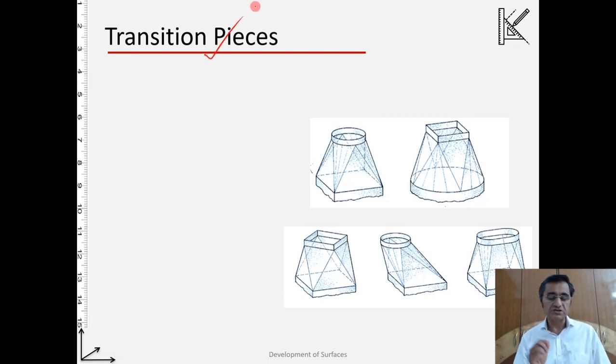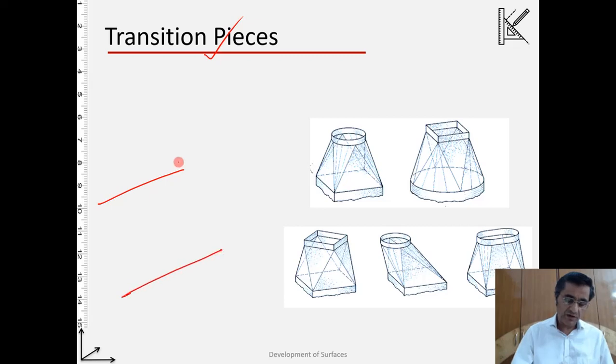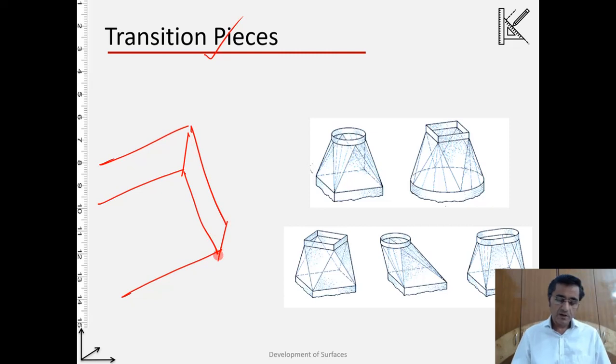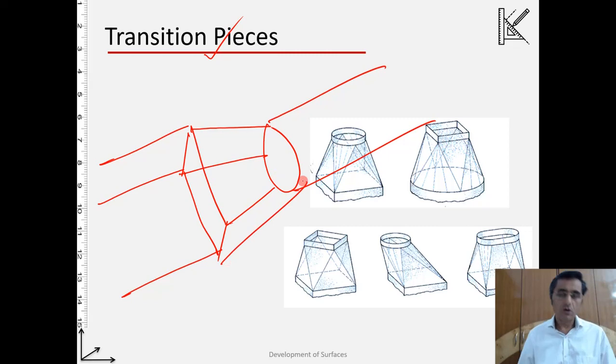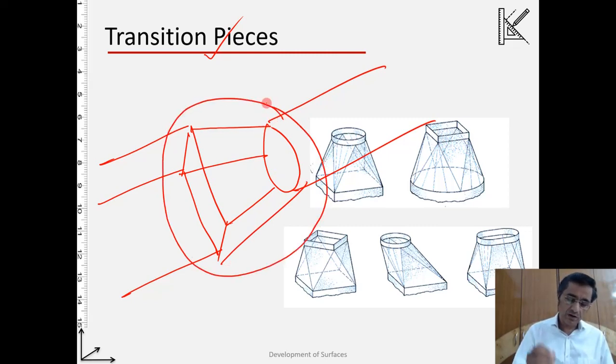They are called the transition pieces. What is the meaning of the transition piece? As you can see over here in these examples, another example here. So if we have a certain pipe here, and let's say the pipe is rectangular. Now over here there is another pipe, but it is circular. Okay, and then we have to connect these two. Alright, so the transition piece in between will have to be created.